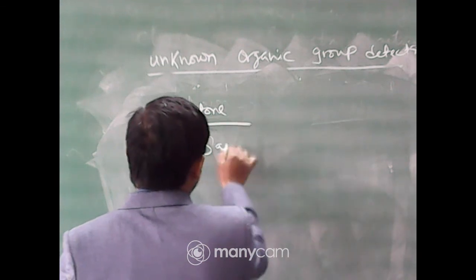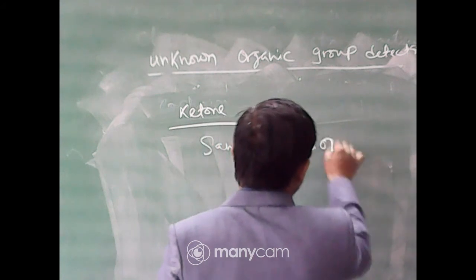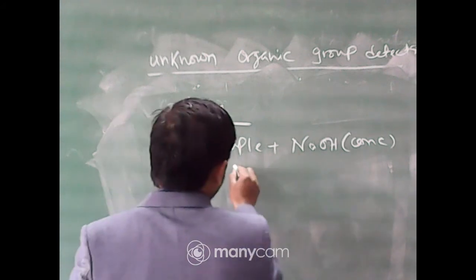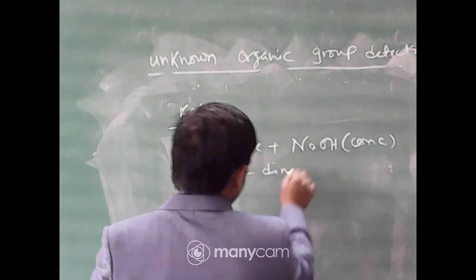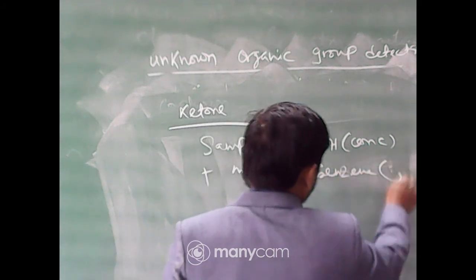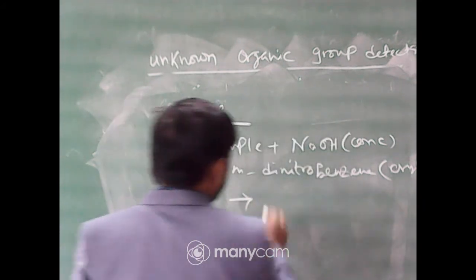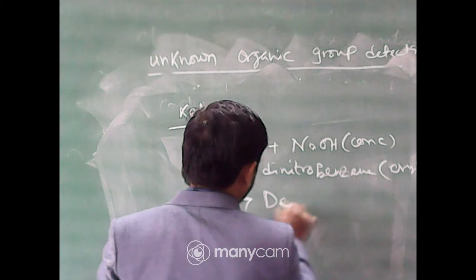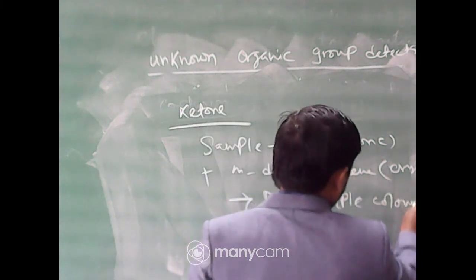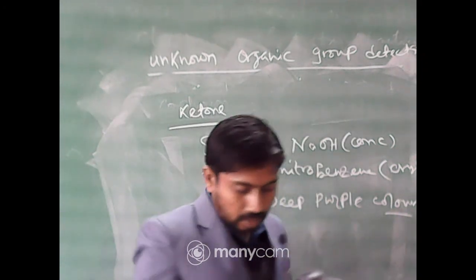The liquid sample plus base, that is concentrated NaOH, and after that you will add meta-dinitrobenzene crystal, solid. This will produce a deep purple color. Okay, so this is the test.